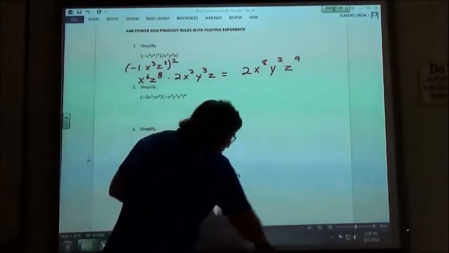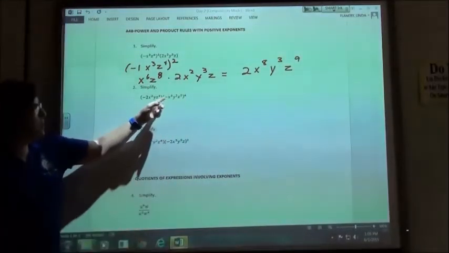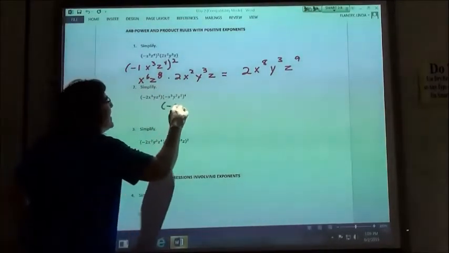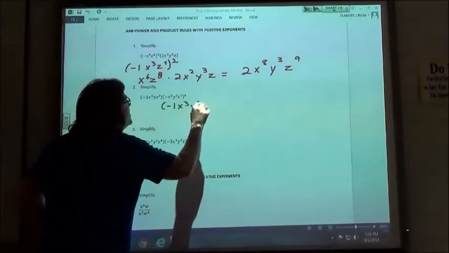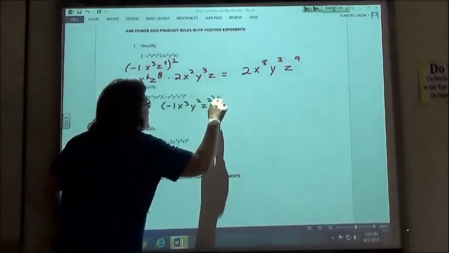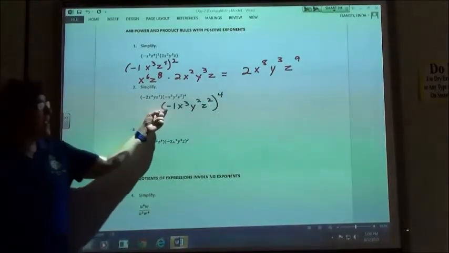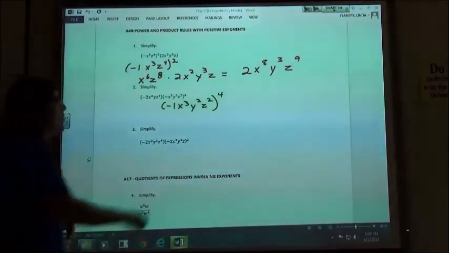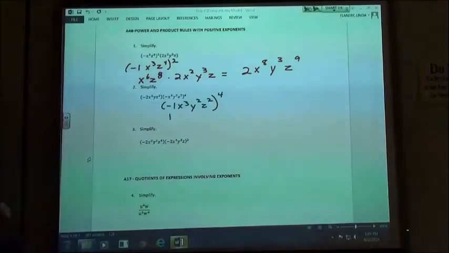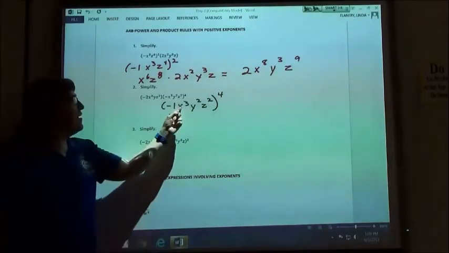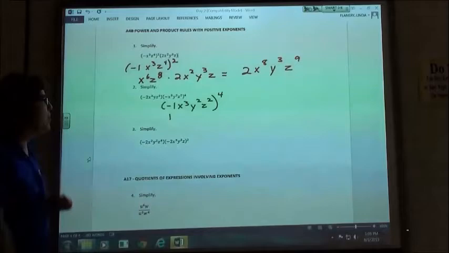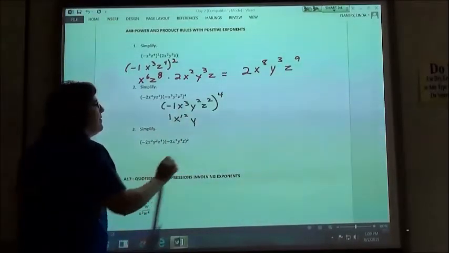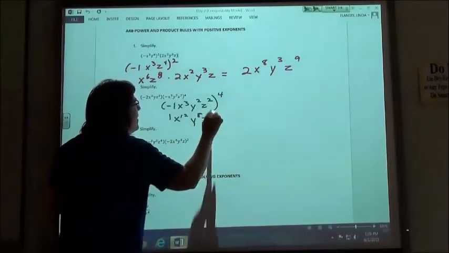So on that second one again, because so many people mess up on that negative, put another one in there. If I write that as -1 x cubed y squared z squared, and I raise that to the 4th power, -1 to the 4th power is +1. If you want, you could put the 1 there. It really doesn't matter till the end, just so you know you did it. X to the 3rd raised to the 4th power would be x to the 12th. I'll get y to the 8th and z to the 8th.